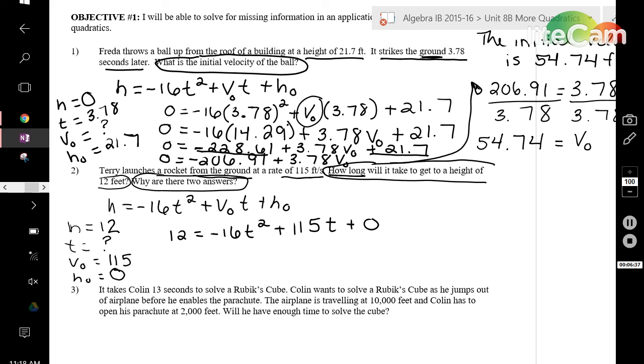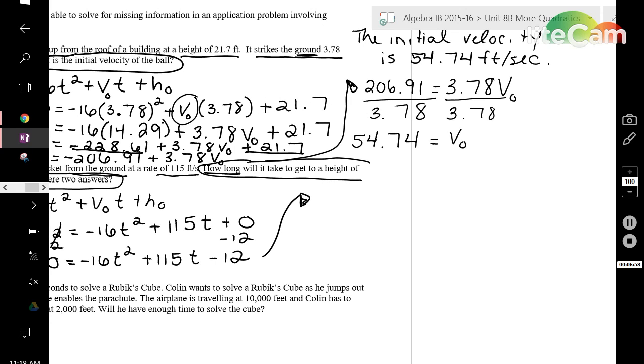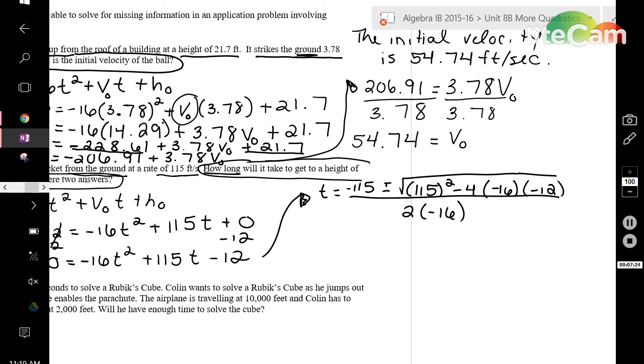You cannot solve a quadratic unless it is equal to 0. So to move the 12, you need to subtract 12 from each side. So now I'd have 0 equals negative 16t squared plus 115t minus 12. The only way to solve this would be to use the quadratic formula. So if I'm plugging in the quadratic formula, I'd have t is equal to negative 115 plus or minus the square root of 115 squared minus 4 times negative 16 times negative 12, all over 2 times negative 16. When you solve the discriminant, which is under the square root, I ended up with 12,457. And when you multiply the bottom, 2 times negative 16 is negative 32.